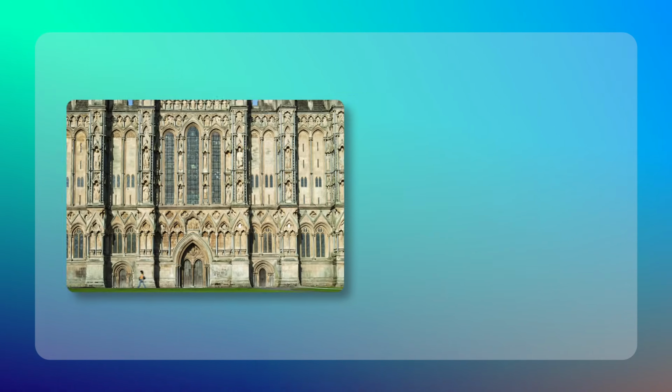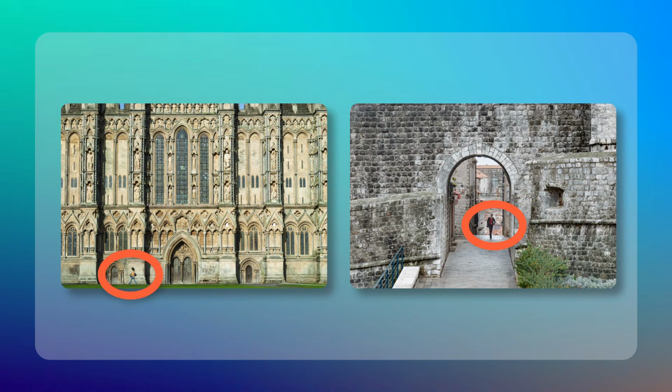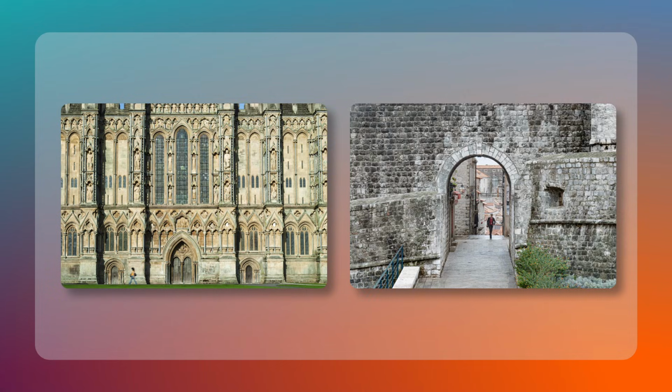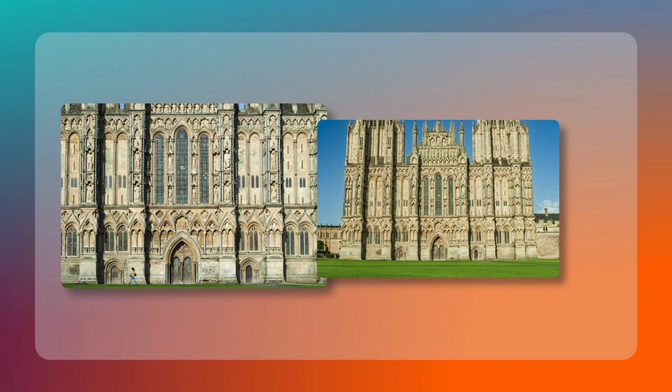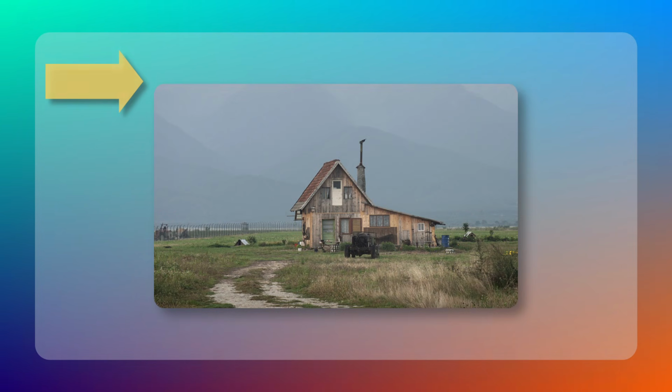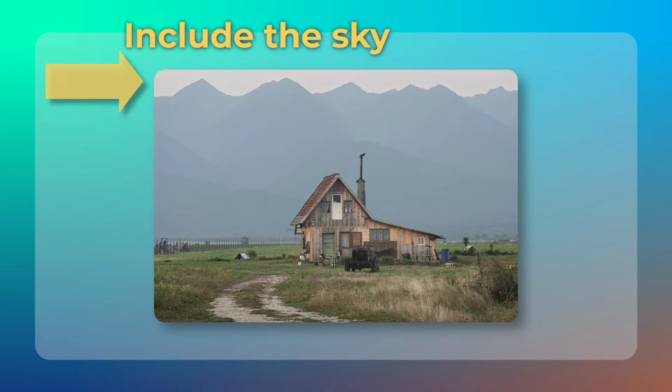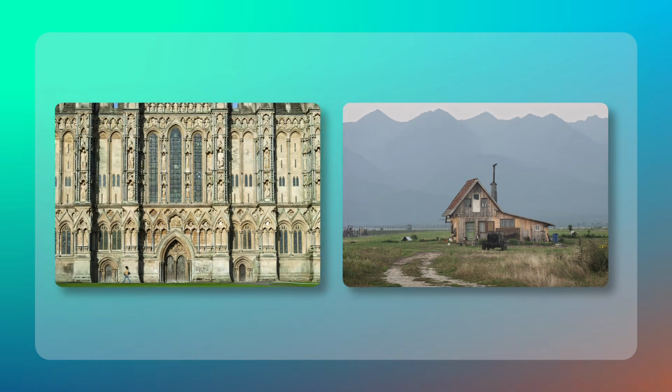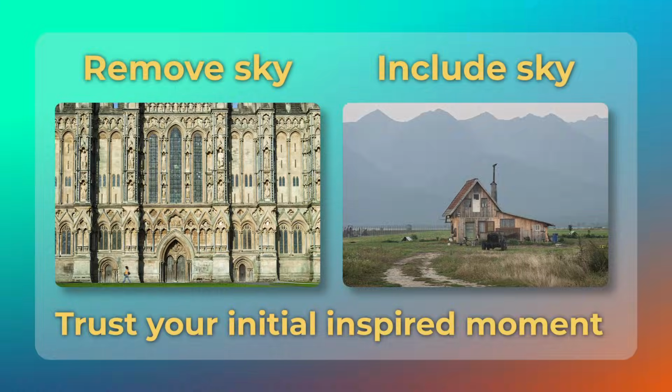Including a small recognisable element, often a person, gives the viewer something familiar to measure the size against. Sometimes you can remove the sky to increase that sense of scale, and other times you may want to include it deliberately. And the decision should always come from that moment of inspiration. What feels right in your gut? It should not come from a rule.